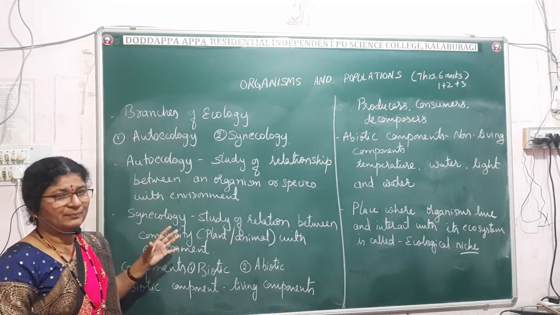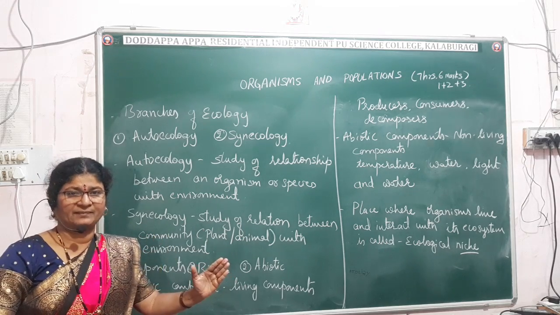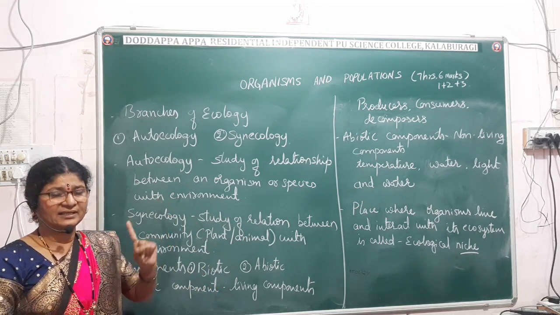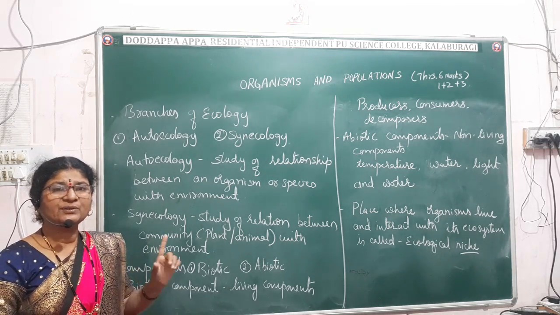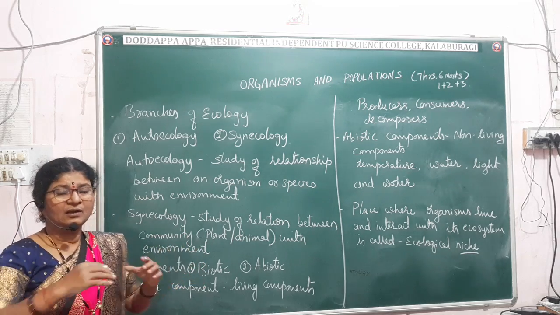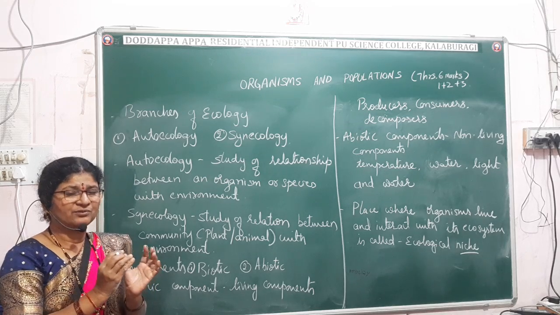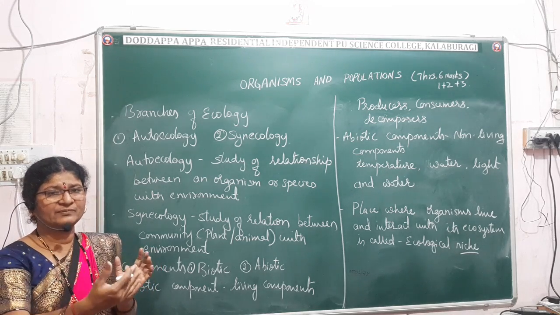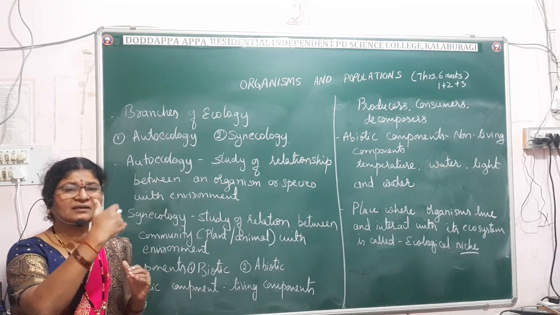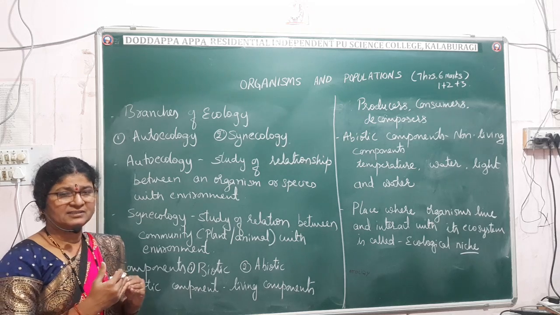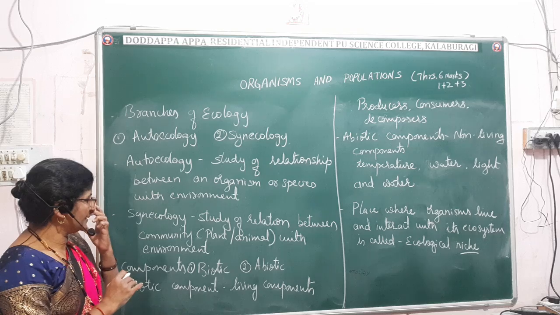If you take an example, studying a mango tree, or a species of mango tree, with its environment is called autecology. Here we are considering only one plant species, that is mango. When you consider a group of plants, all the plants, and how they are interacting with each other, suppose a mango tree is beside a banyan tree or neem tree, how they interact with each other and with the environment also, that constitutes synecology. Hope you know the difference. That is about the branches of ecology.